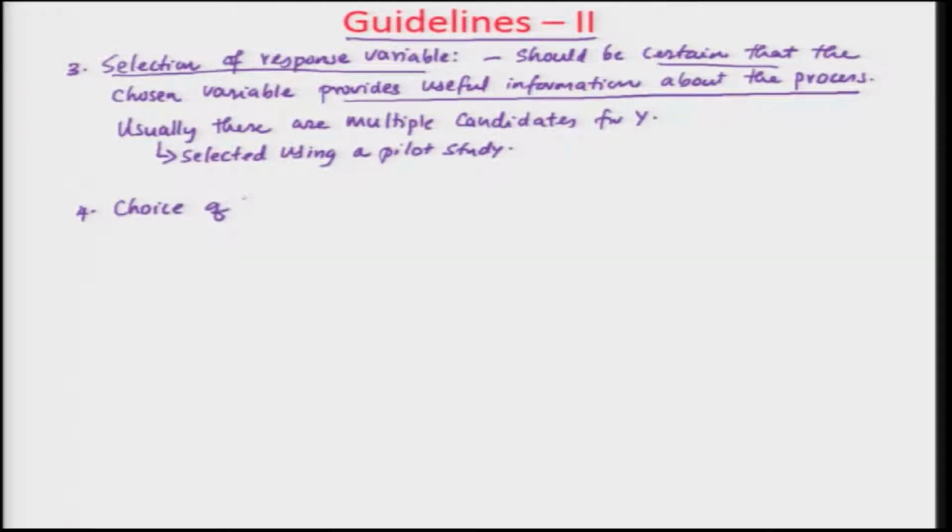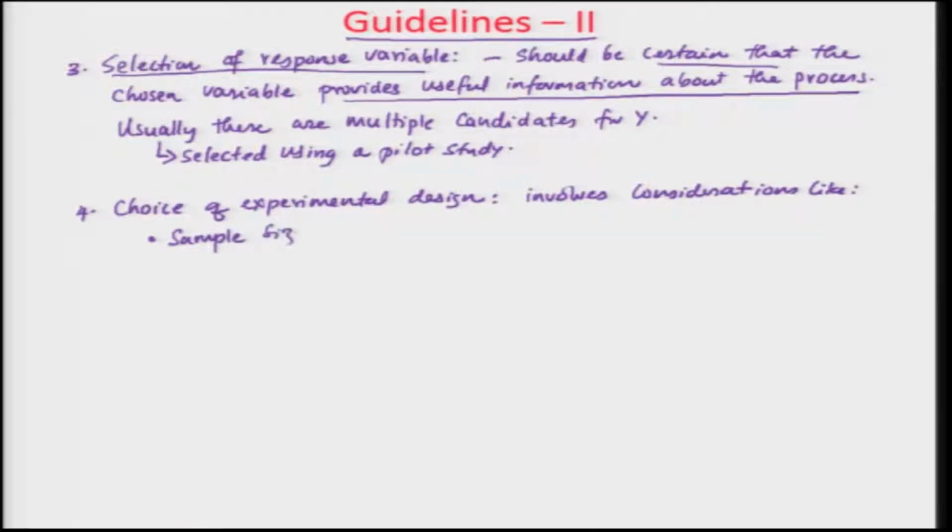Then the fourth one, choice of experimental design. Now we are ready to collect the data, and since we are ready to collect data, there are certain considerations that you have to make in this case. The first consideration is sample size, which is how much data is to be collected, or this translates to what we call replications.